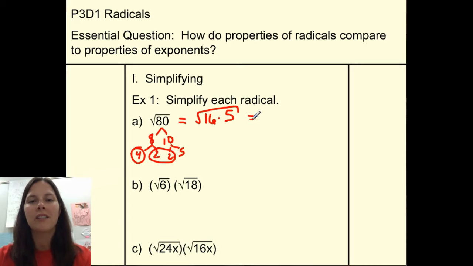One property of radicals is that if you have only multiplication or division under the radical sign, you can split it up into multiple radical signs. The square root of 16 is 4. 5 has no perfect square factor left, so that stays under the radical.